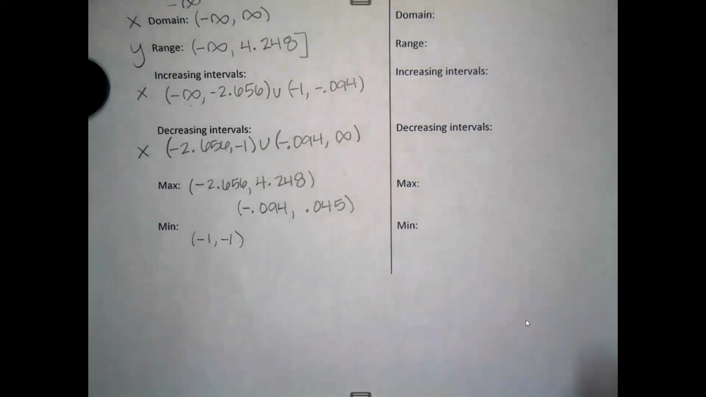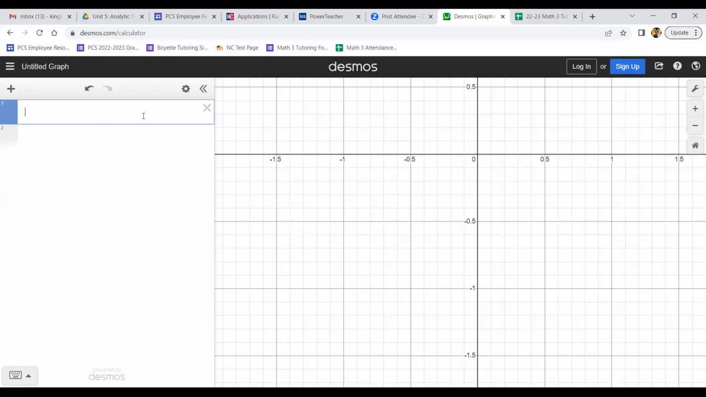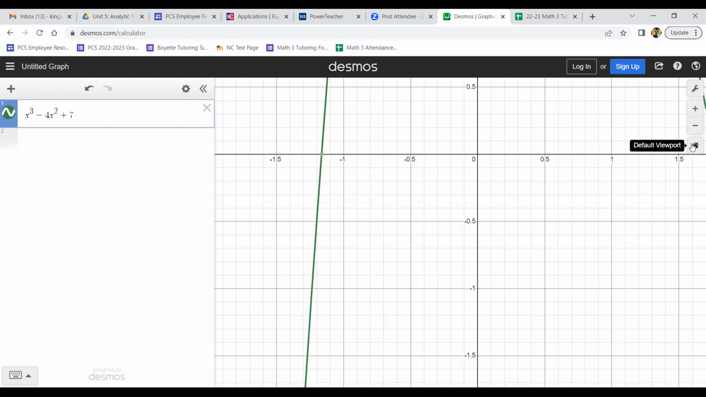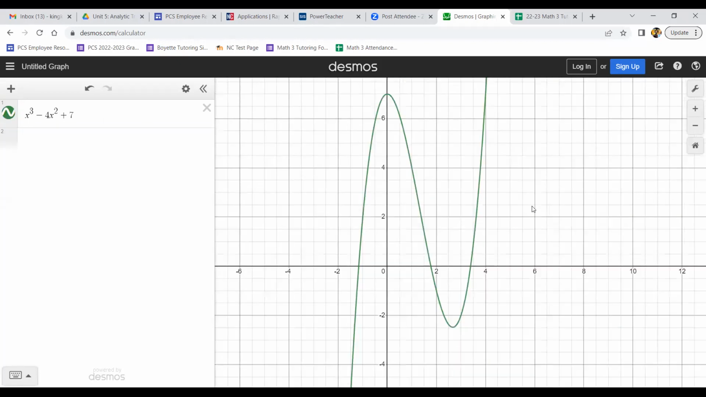So we just need to type in the new equation. X to the third minus 4x squared plus 7. Okay, I'm gonna hit the home button so I can see everything again. Okay, so there's my graph. I'm gonna draw a sketch of my graph. Goes up, goes down, goes up.